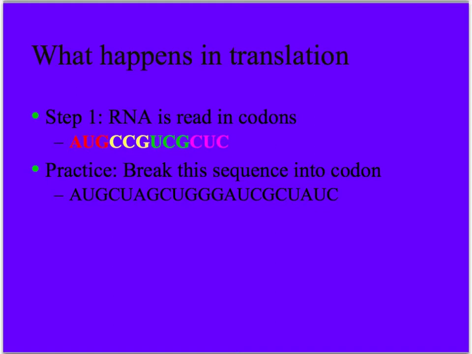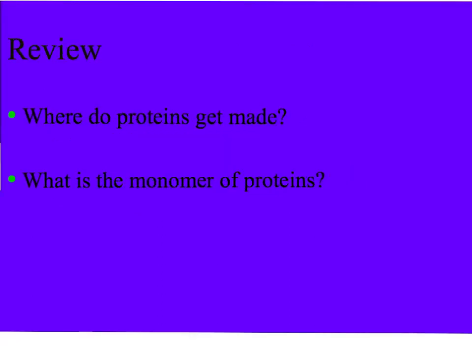Before we talk about all the steps of translation, try this practice problem. How could you break up this sequence into codons? Look at the sequence and write down or circle maybe the first 3 codons just for practice. If you've done that, what you should see is this would be 1 codon, the second codon would be CUA, GCU, GGG, etc.